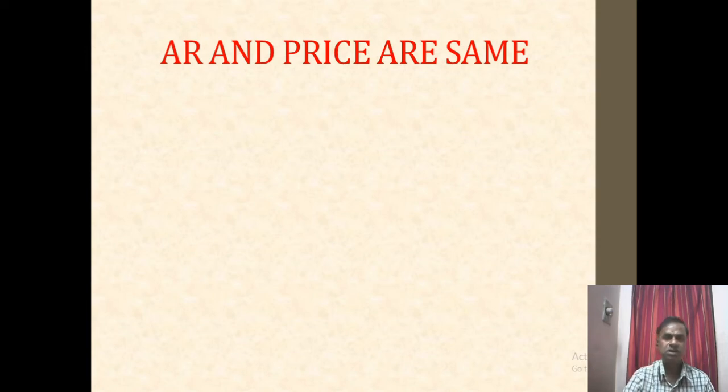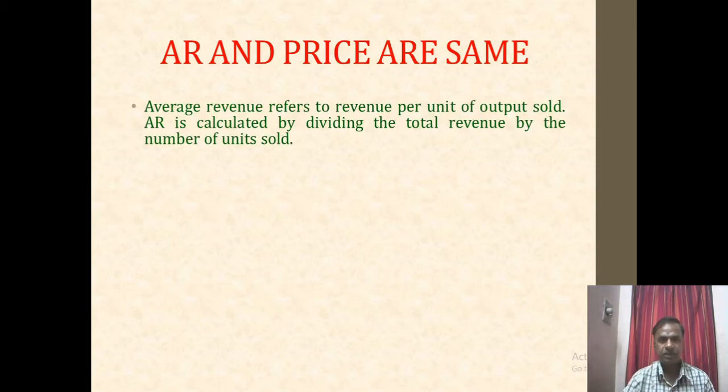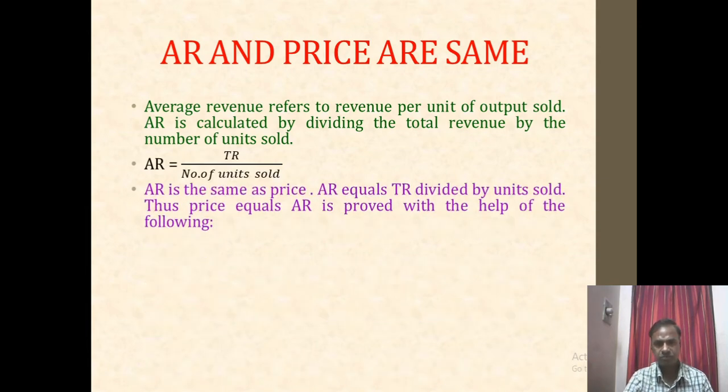In the examination they may ask, prove that average revenue and the price are same. You know very well, average revenue refers to revenue per unit of output sold. How to calculate? AR is equal to TR divided by Q. Q means quantity sold. So AR is equal to TR divided by number of units sold. So with the help of the following example, we will prove that AR is equal to price.